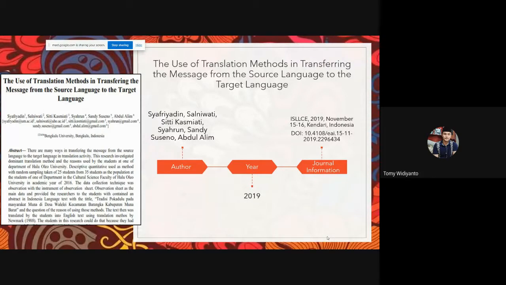In my part, I will deliver two articles, consisting of one overseas article and one local article. The first article is titled "The Use of Translation Methods in Transferring the Message from the Source Language to the Target Language."